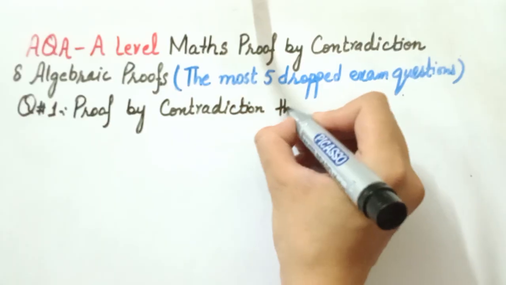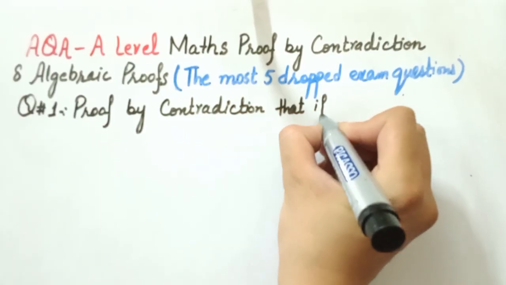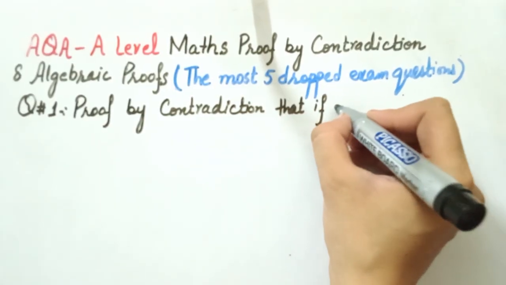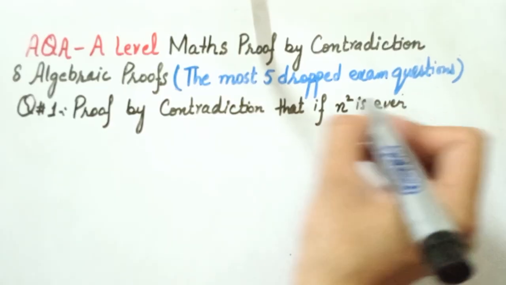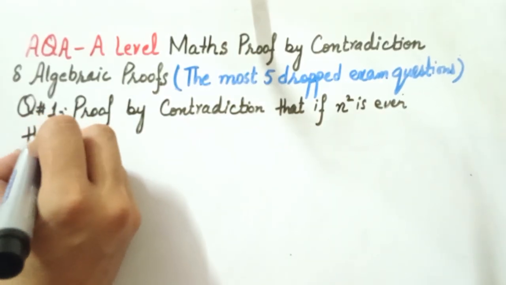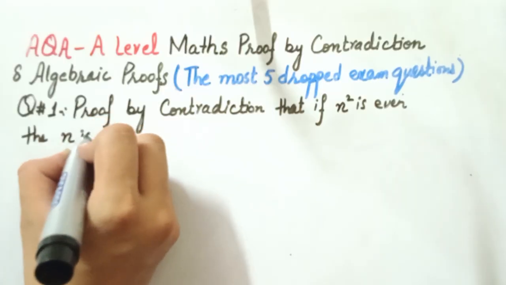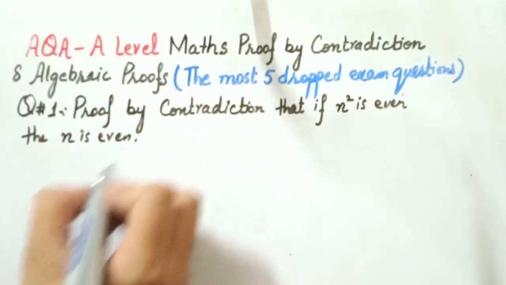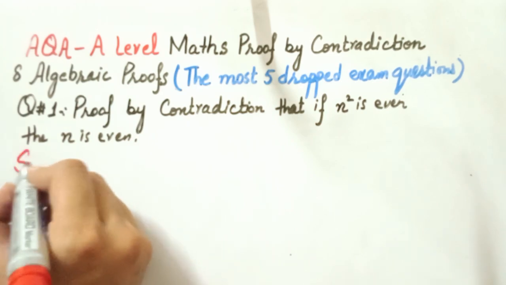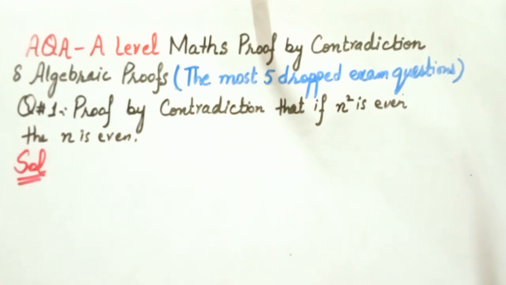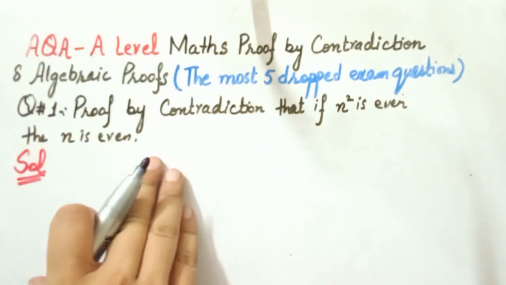that if n square is even, then n is even. So we will have to prove this by contradiction. First of all, we will solve this by writing down the contradiction assumption.